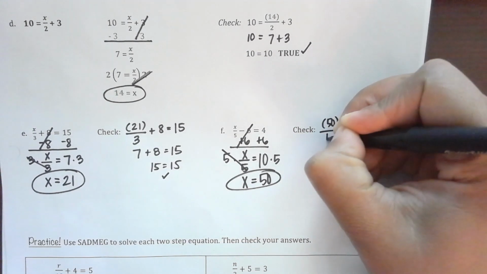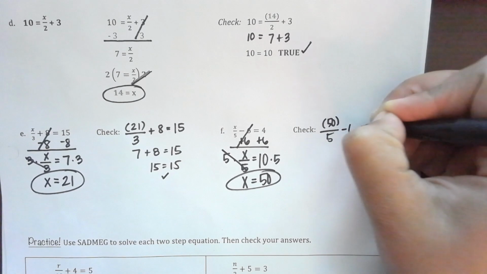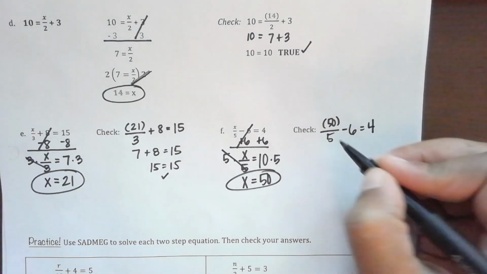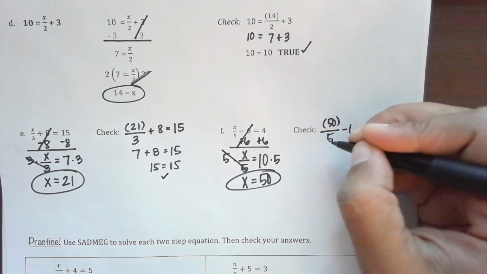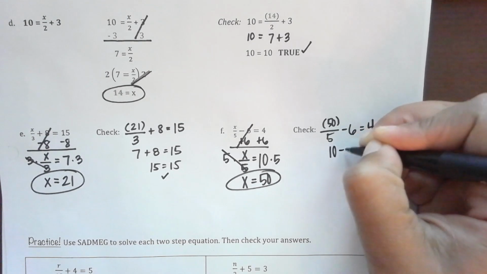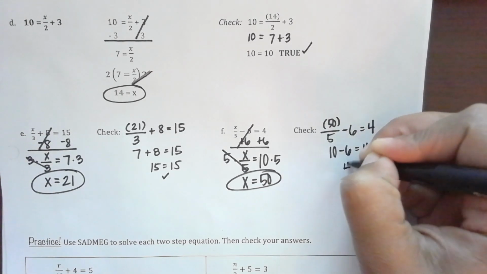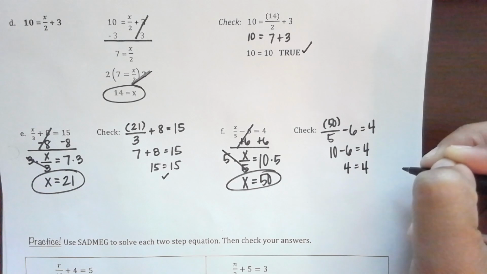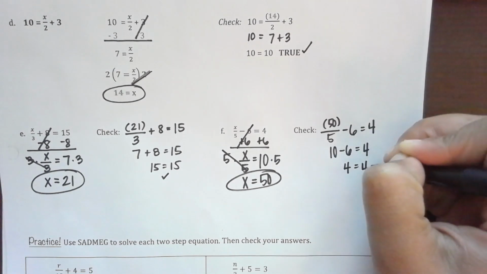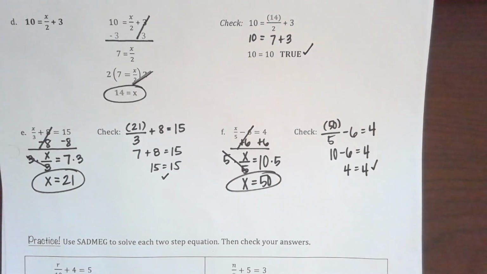5 minus 6 equals 4. What do I need to do first? Which is? And then? Which is? Does 4 equal 4? So is 50 the right answer? Any questions? Any at all?